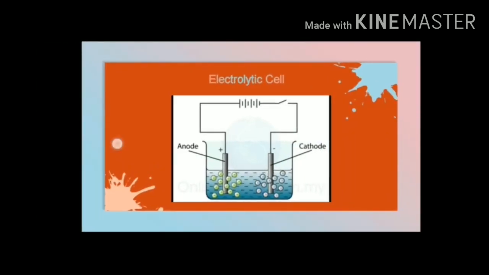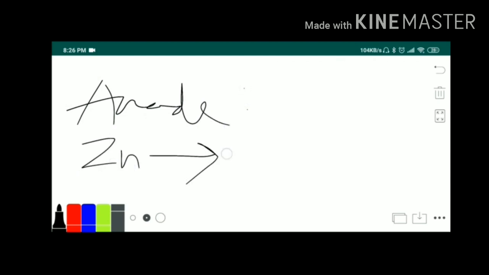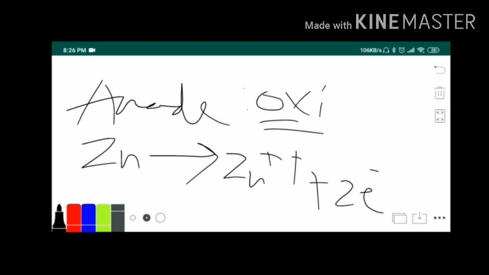So at the anode, what happens? Zinc gives Zn++ with 2 electrons. At the anode, oxidation. Oxidation is what? Losing. It gave 2 electrons.